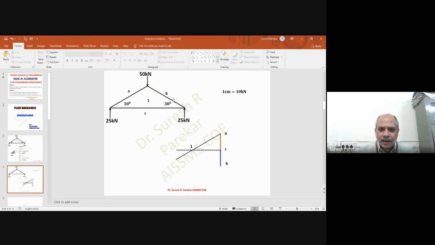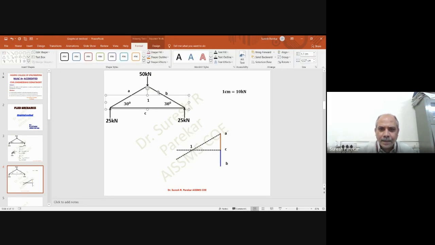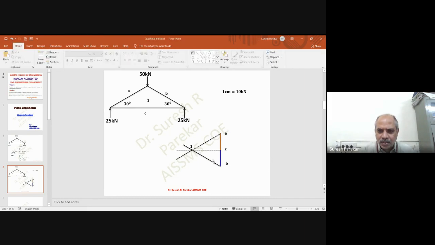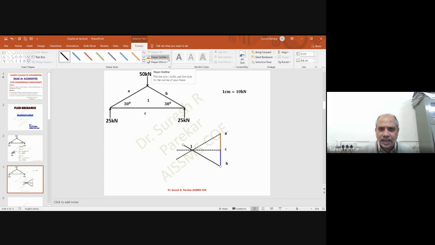Now I will plot parallel to B1. So I will plot parallel to B1, and then it should pass through B. Then you can see it also passes through point 1 because we have B1. So I will make it dotted. So we can have this dotted, and you can see this is also exactly passing through 1.